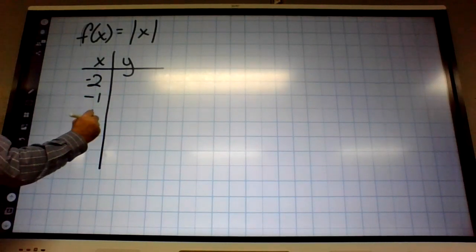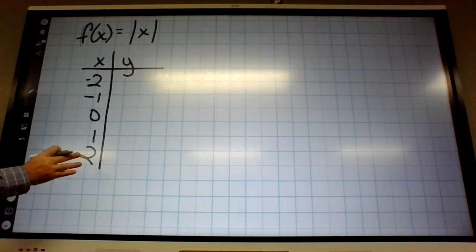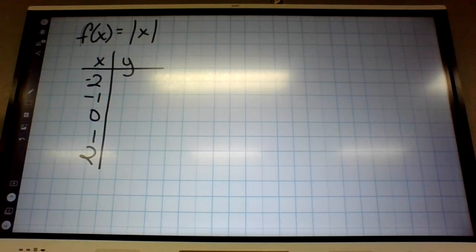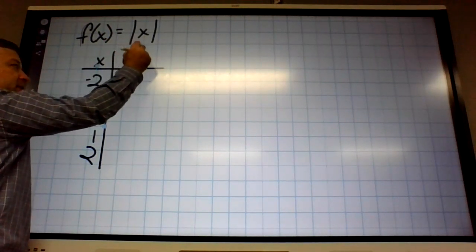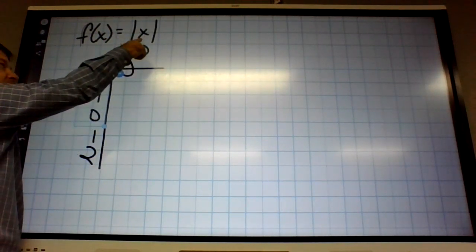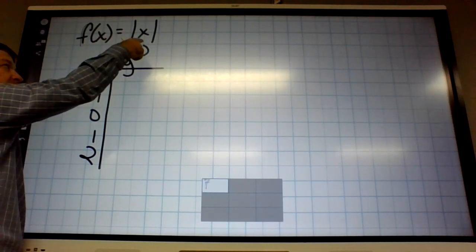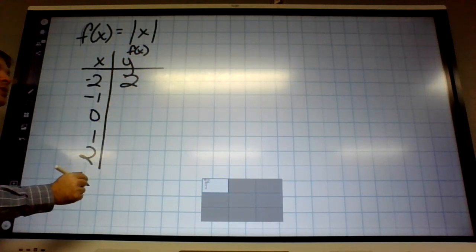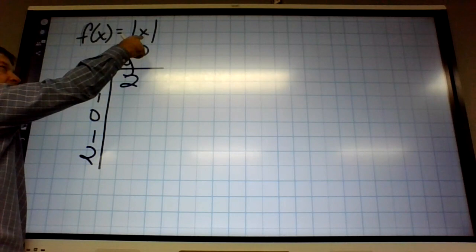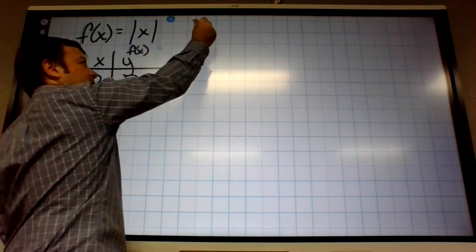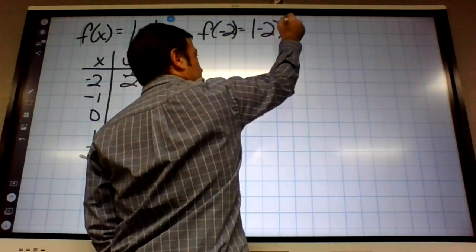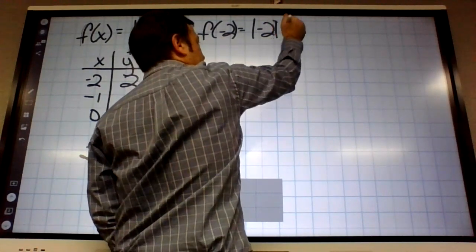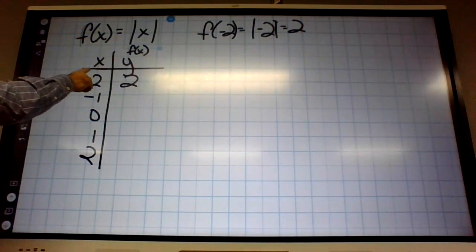-2, -1, 0, 1, 2. Why did I choose these? Just because they're close to the middle of the graph. So if I plugged in -2 for x, by the way, the y value is also the f of x value. If I plug in -2 for x, what is this f of x going to equal? 2. Because the absolute value makes everything positive, right? So the absolute value of -2 is 2. If I wrote it out, f of -2 equals the absolute value of -2, which is 2. So anyway, when you plug in -2, you get 2.